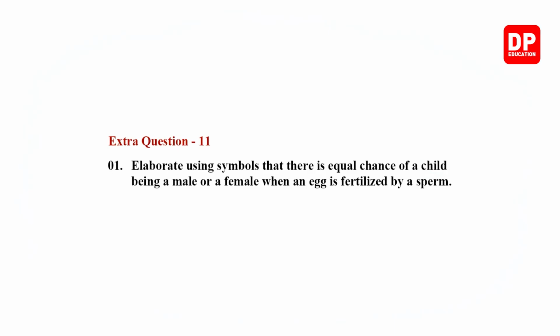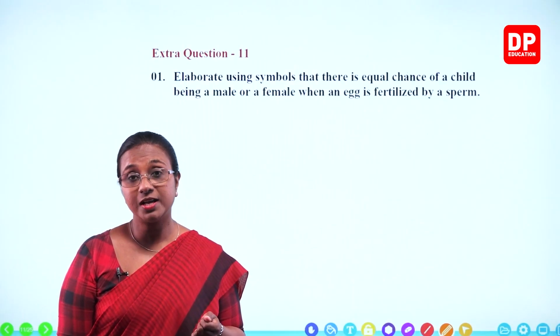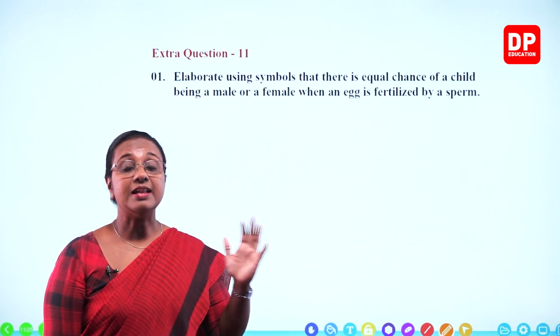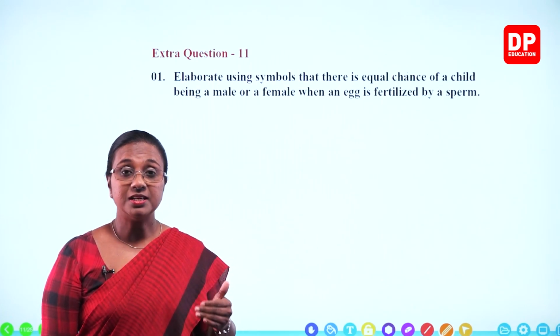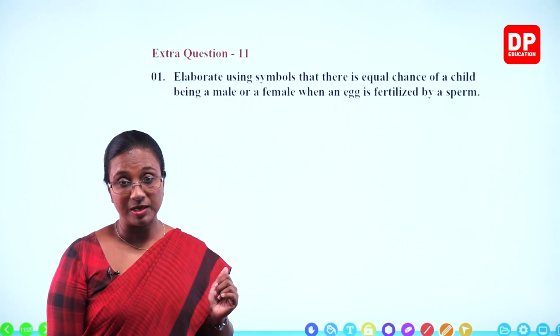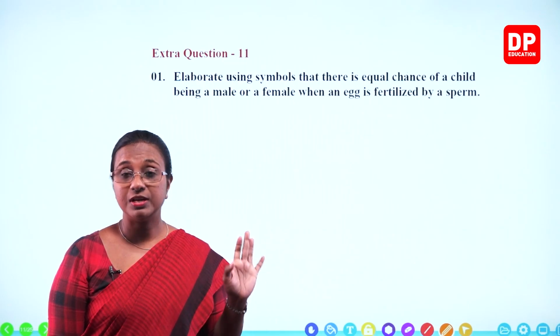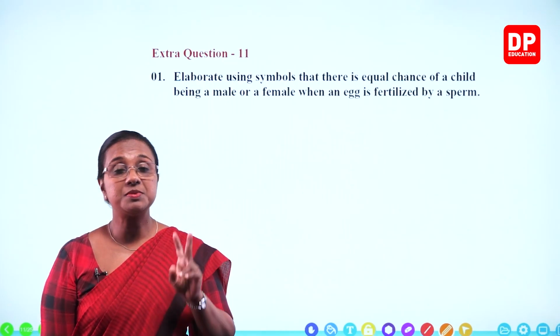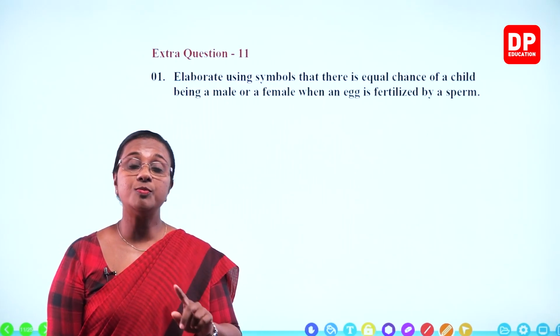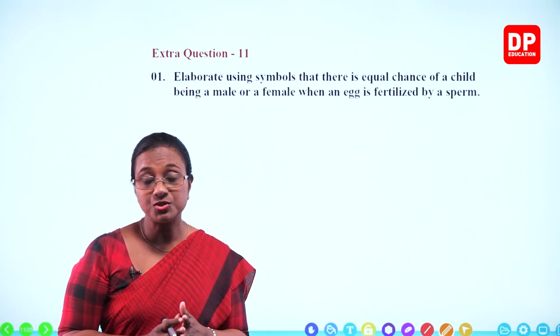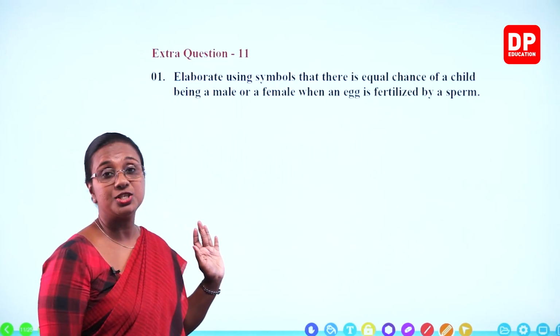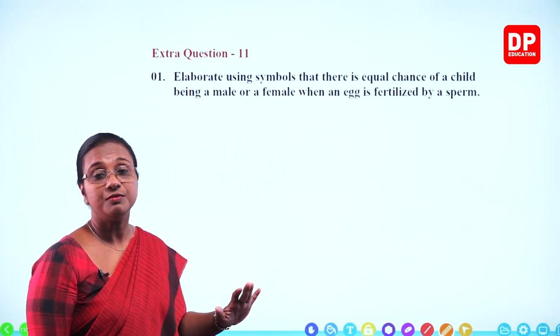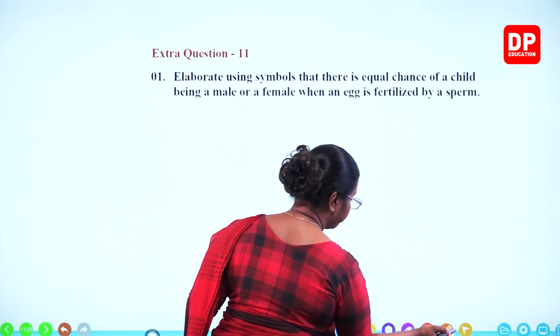First one, elaborate using symbols that there is equal chance of a child being a male or a female when an egg is fertilized by a sperm. So this is the sex determination of humans. Egg and sperm are the gametes. From the mother, eggs are produced. Father, the sperms. Egg is of only one type, only X. But the sperms, there are two types. It can contain the X chromosome or the Y chromosome. So when they fuse together, we have to show that there is equal chance of the child being a male or a female. So this is what we can do.